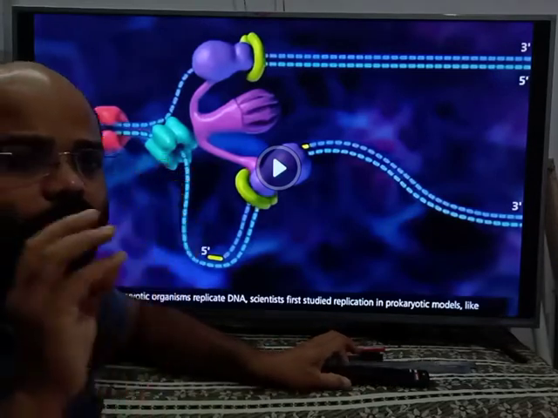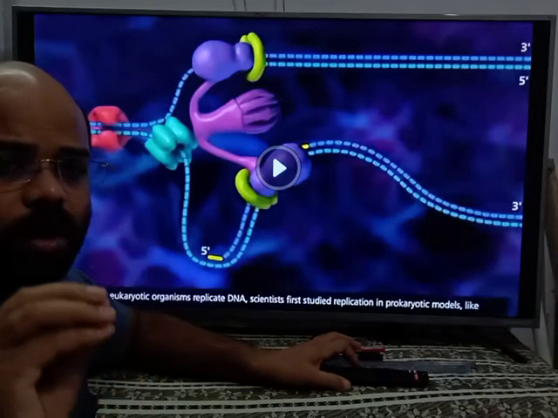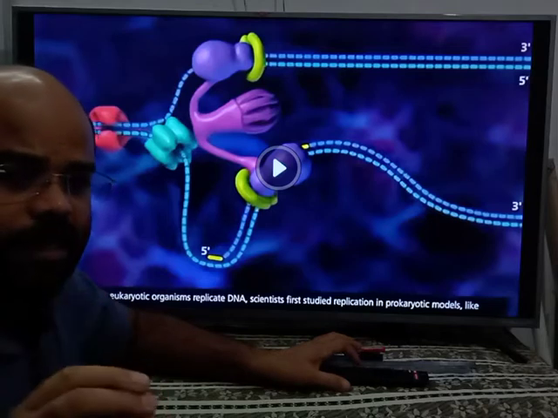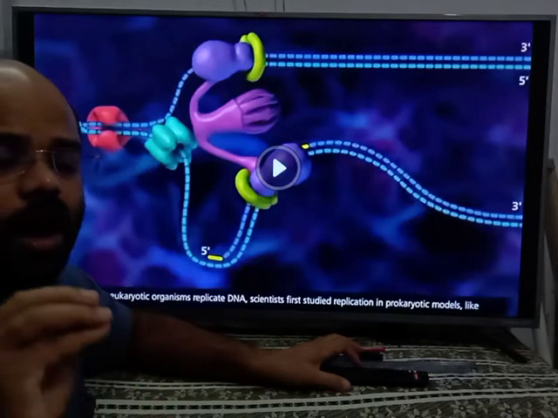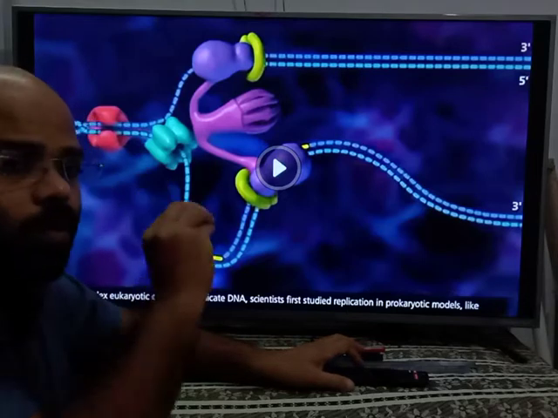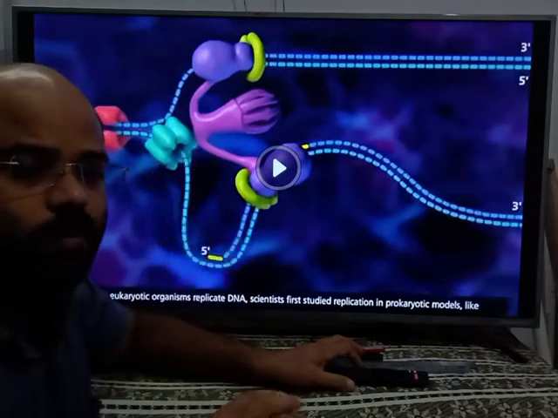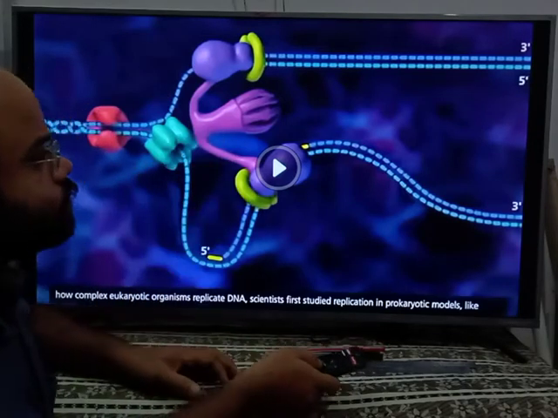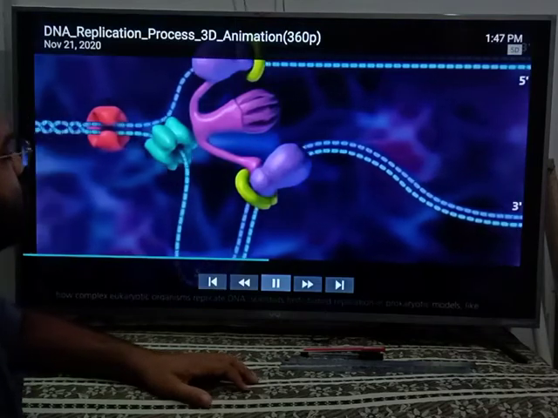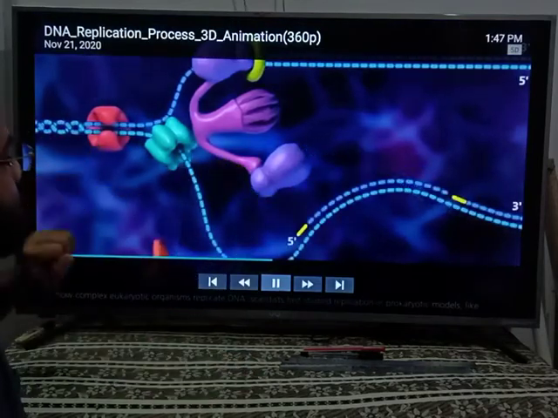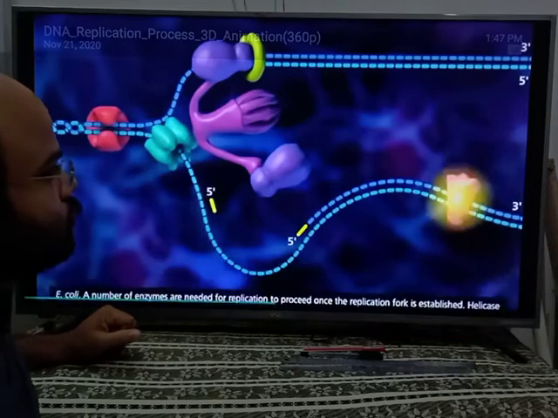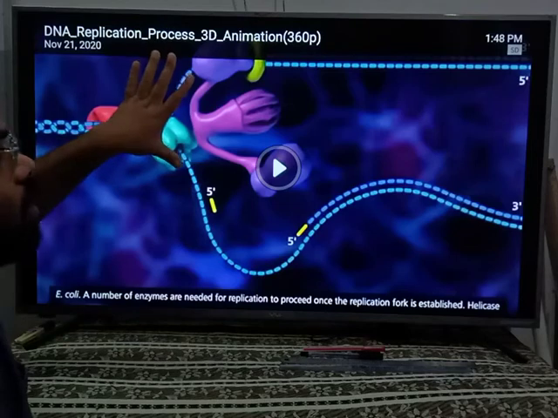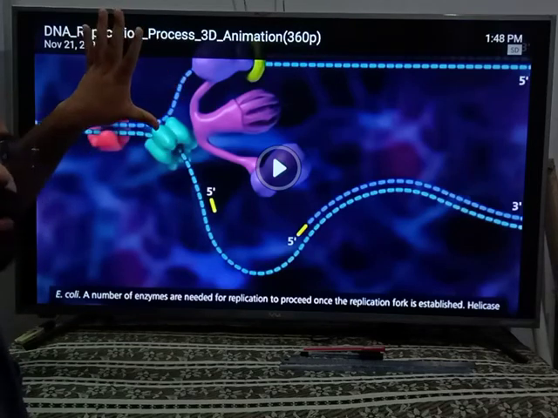So we will see how the different enzymes perform: the gyrase, the helicase, the primase, the polymerase, the ligase. These are the enzymes, and we will see how they perform during the whole process of replication. We have studied these things in detail, but now we will see the process here. See, at the origin of replication, the strand is already unwound, already separated.